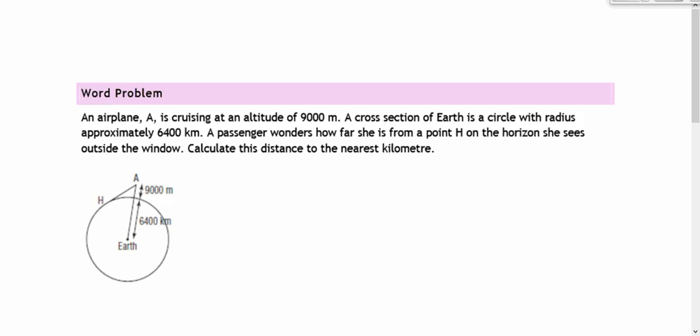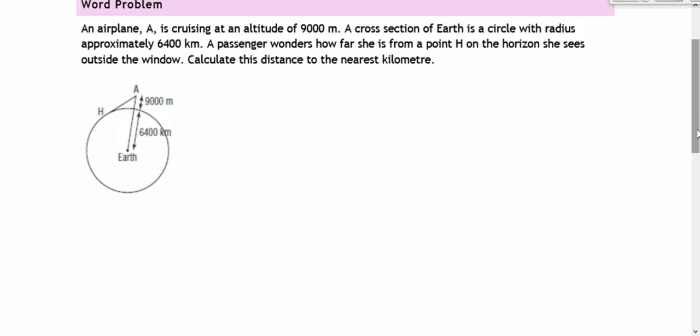Okay, last question, the word problem. An airplane A is cruising at an altitude of 9,000 meters. A cross-section of the Earth is a circle with a radius of approximately 6,400 kilometers, so that's right there. A passenger wonders how far she is from point H, on the horizon, she sees outside the window. So H would be our point of tangency, and then we would have this line that would be our tangent line. Calculate this distance. We are looking for this distance here, this is our x value, to the nearest kilometer. Now this is to the nearest kilometer, which means I don't like this here.